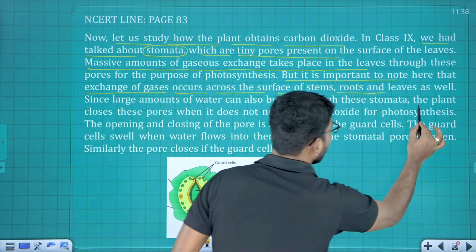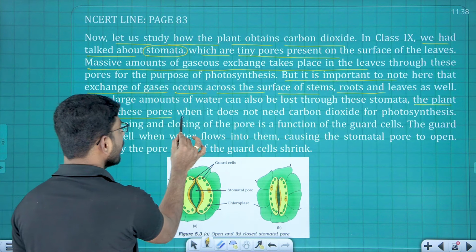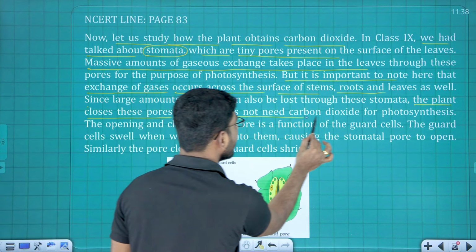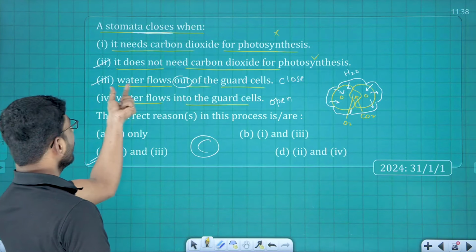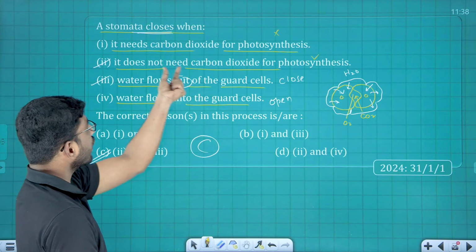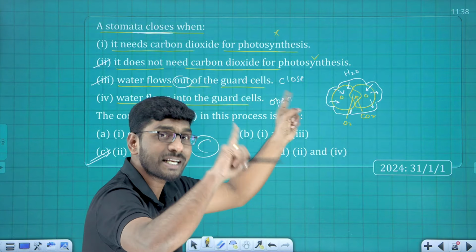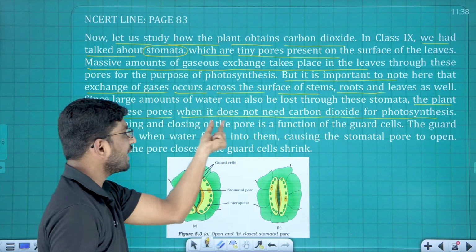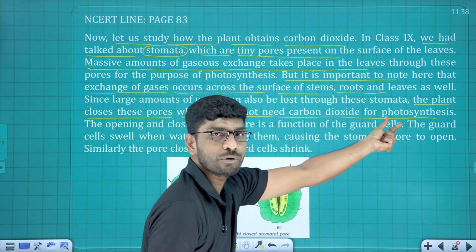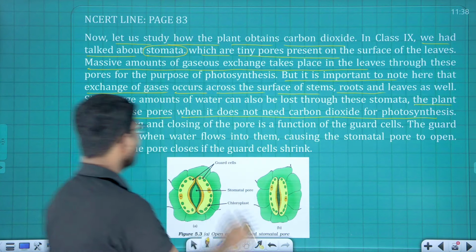Look at here. What is given? The plant closes the pores when it does not need carbon dioxide for photosynthesis. Come back to our question. Look at here, where it does not need carbon dioxide for photosynthesis. Direct statement. Here also, what is clearly mentioned? When it does not need carbon dioxide for photosynthesis, stomata close. Come to the next one.